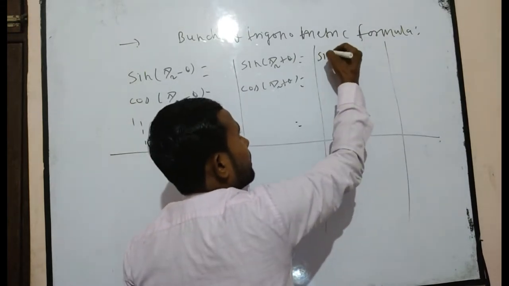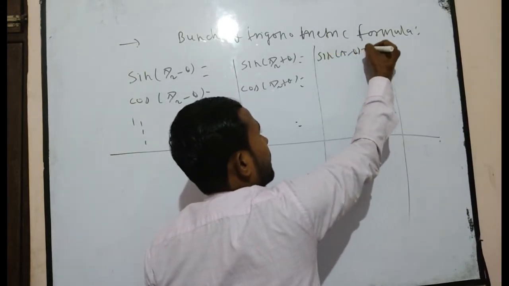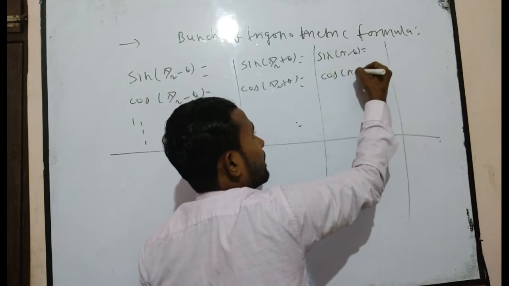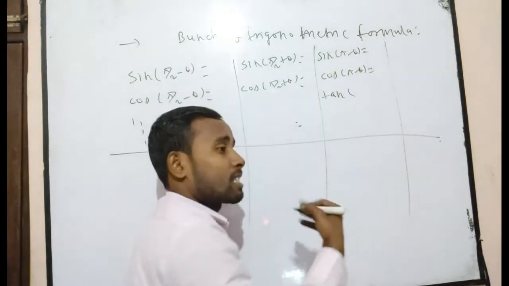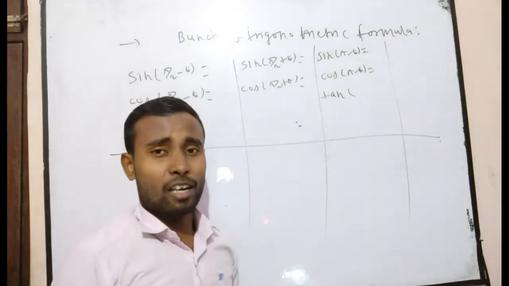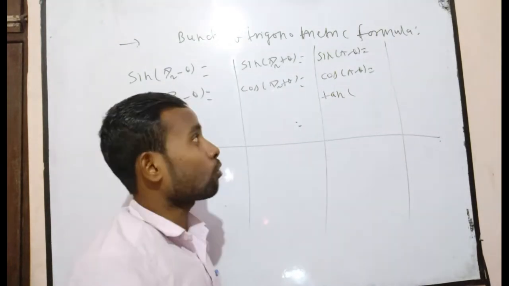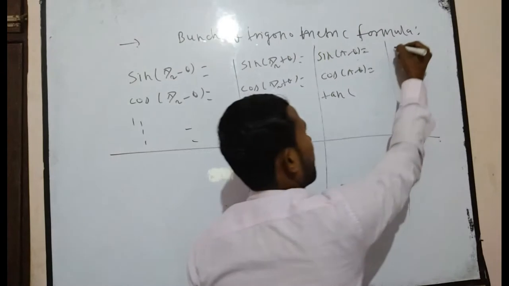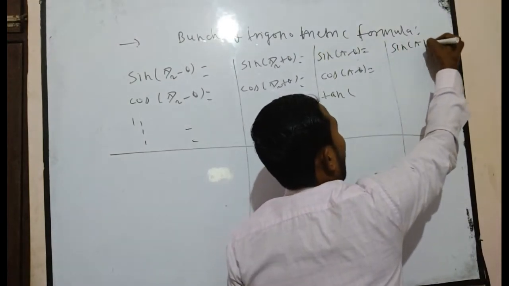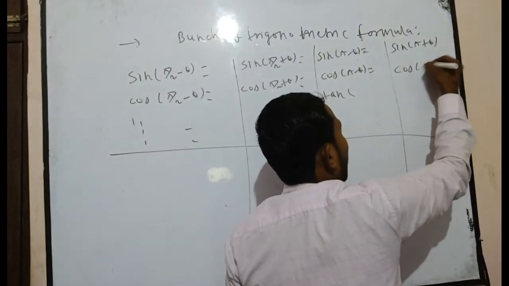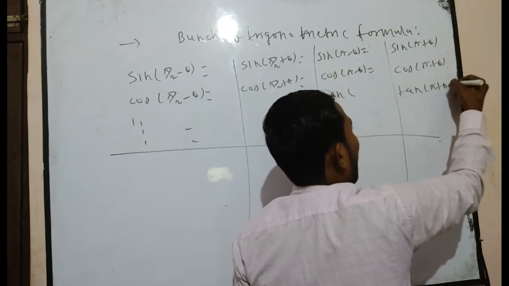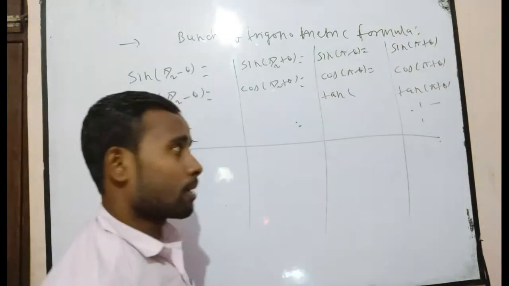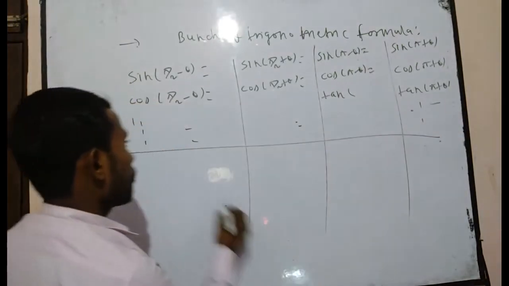Similarly, sine pi minus theta, cos pi minus theta, tan pi minus theta, cot pi minus theta, sec pi minus theta, cosec pi minus theta is equal to what? You have to write it. Similarly, sine pi plus theta, cos pi plus theta, tan pi plus theta, cot pi plus theta. Similarly, you have to write all the formulas. Now you have to write again.